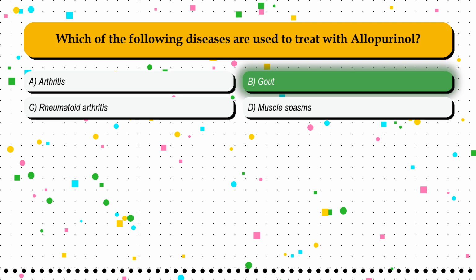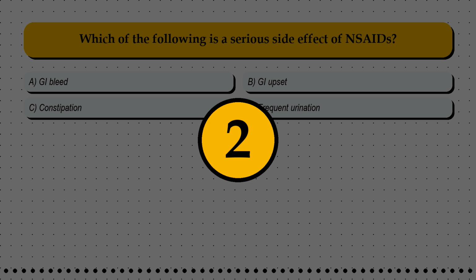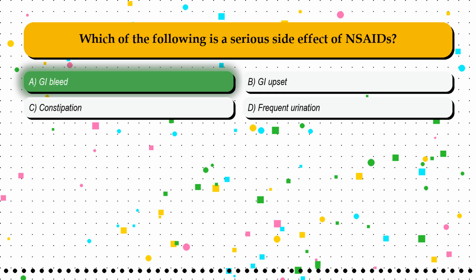Gout. Question 156. Which of the following is a serious side effect of NSAIDs? Option A. GI bleed. Option B. GI upset. Option C. Constipation. Option D. Frequent urination. The correct answer is option A.